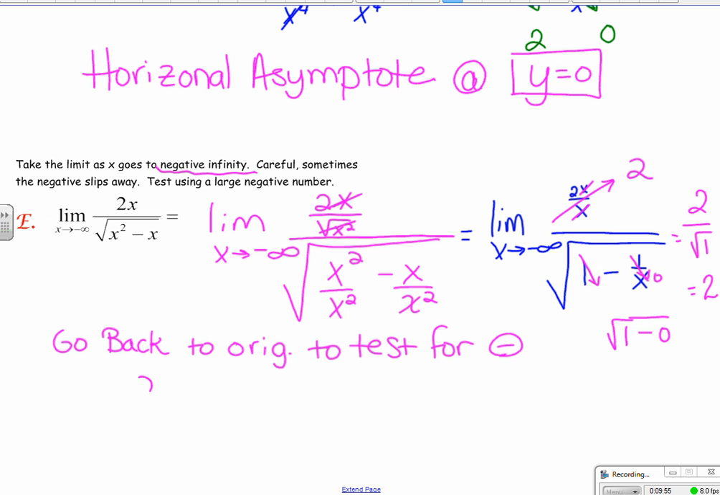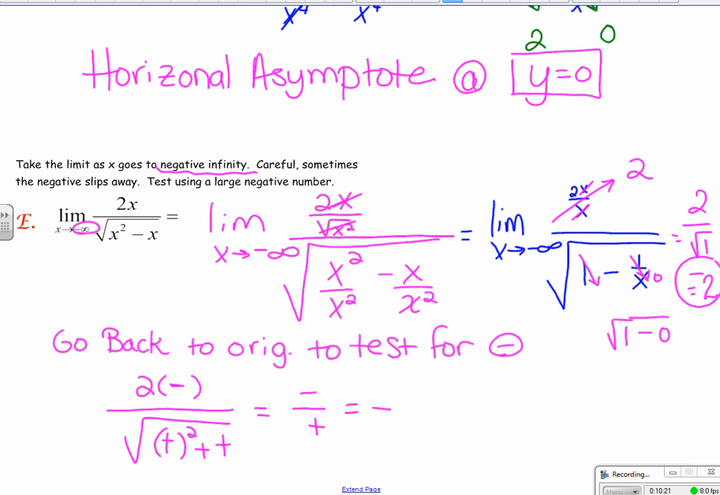So if I just took 2 times x and I put in negative infinity or a negative large number, this would be a negative value. On the bottom, I have the square root of a negative being squared minus another negative. Well, that's going to turn out to be positive. It's all pluses in the bottom, negative on top. That's going to yield a negative. My answer is actually going to be then -2. So on those type of problems, just know you really need to go back and do an analysis on the positives and negatives to determine the outcome.